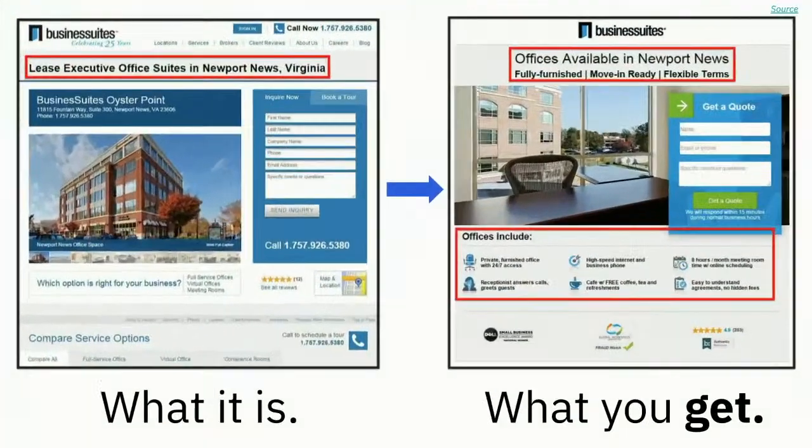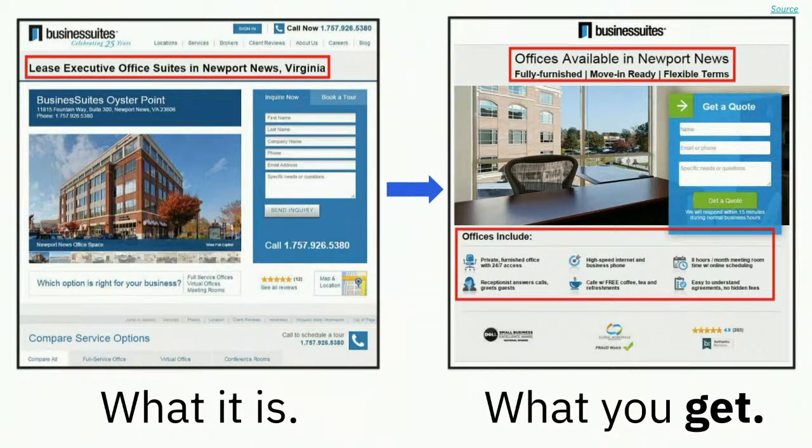Business Suites is an office space provider out of Austin, Texas. And although website conversions were their biggest sales driver, their landing page conversion rates were pretty low. So look here on the left. Where's the value? What kind of space is this? What do we get? This page leaves questions unanswered. The promise on this page isn't a promise at all. It's a chore. There are no results, no differentiators, no reasons to convert.